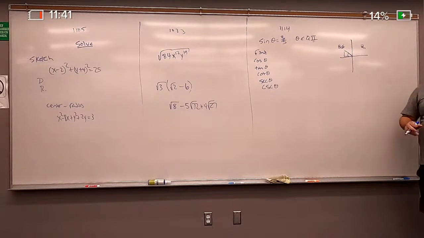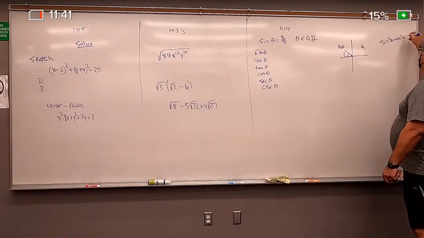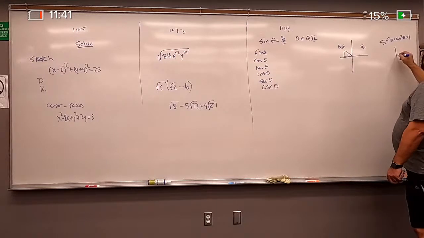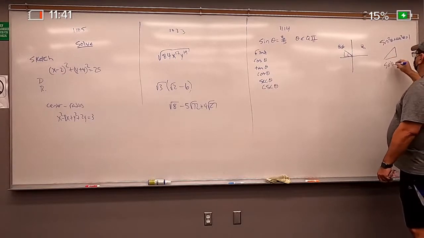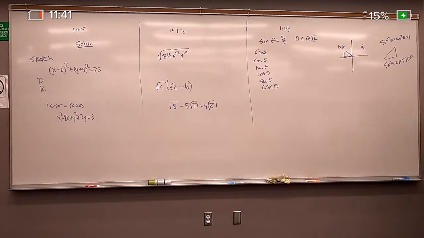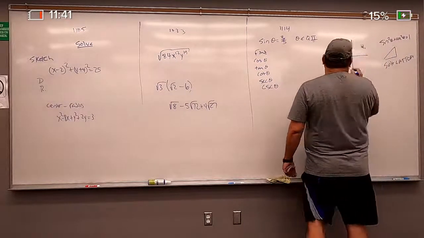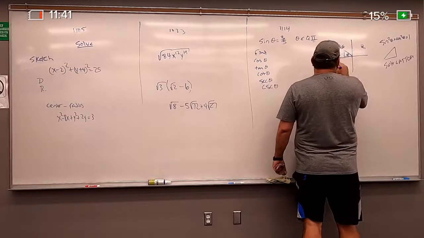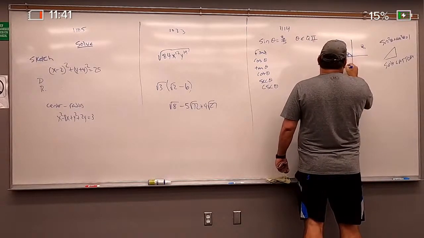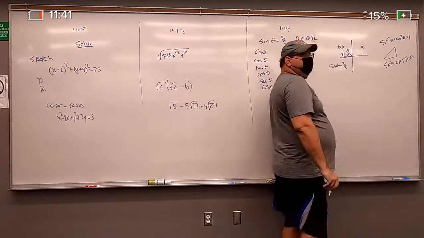So you've got a number of ways to handle this. You can either utilize the fact that sine squared theta plus cosine squared theta equals 1, or you can draw the triangle and do SOHCAHTOA. Which way would you prefer to do it? Triangle? Okay. So if we do a triangle, if this is theta, sine theta equals 3/5. So opposite over hypotenuse.